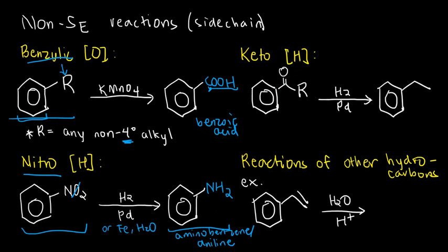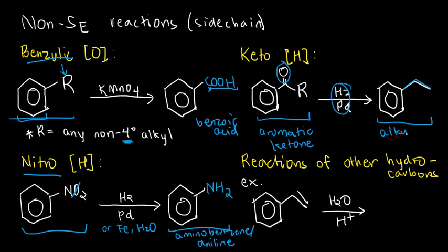The trivial name is aniline. You can also reduce a keto group. Remember that this is called an aromatic ketone. Based on our previous discussion, you can get an aromatic ketone via Friedel-Crafts acylation. And by mere use of H2 and a palladium catalyst, you can just remove this double bond and it will become like this. This is the final product, a mere alkyl benzene. Of course, that's reduction because you literally cut off a single oxygen atom.